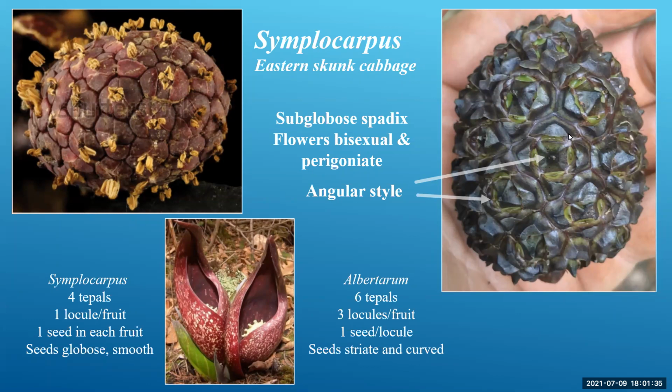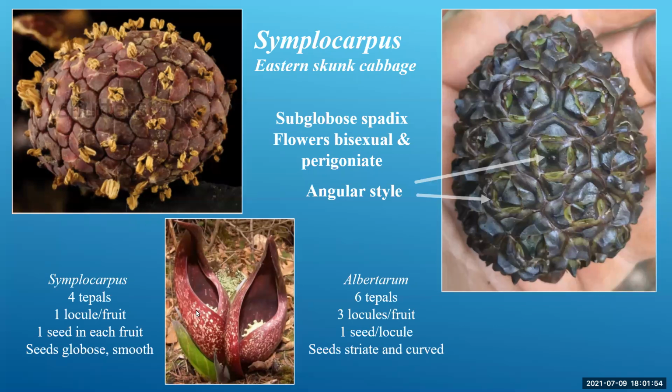Over on the right-hand side, this is more easily seen. This is a little bit further along in the fruiting stage, but we have 4 tepals, so 4 parted, and then an angular style. It's very angular. This, on the bottom in the center, is what the spathe looks like in the Eastern skunk cabbage.